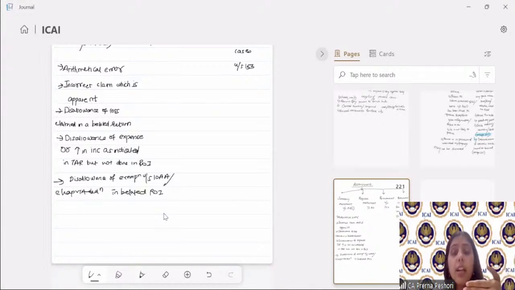Or any claim in respect of which information was required but you have not furnished that information. Any deduction which exceeds the statutory limit. Say, for example, if you have claimed a deduction of rupees 2 lakh for LIC. So all those apparent claims will be taken into consideration.